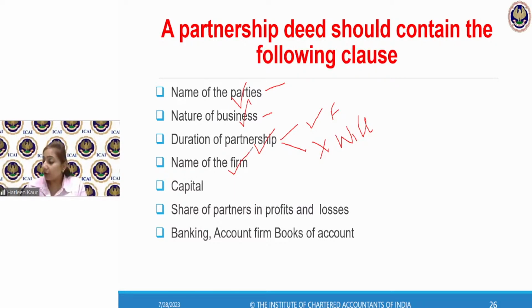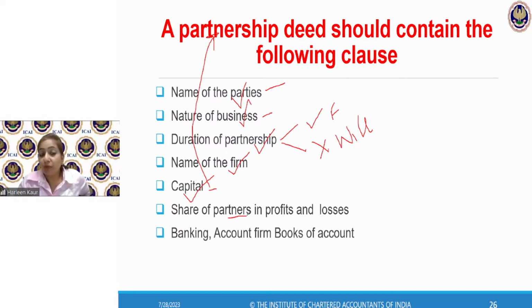How much capital contribution have you decided to make? Somebody might be contributing 50,000. Somebody says, I will. So there were 3-4 partners. They said, I will bring 10,000. I will bring 50,000. I will bring 80,000. So all the partners mutually decide how much capital they have to contribute. And this capital figure is written in the partnership deed so that it is documented. Tomorrow they should know how much capital each one of them has contributed.